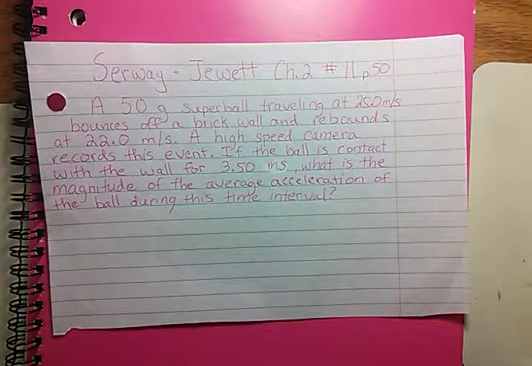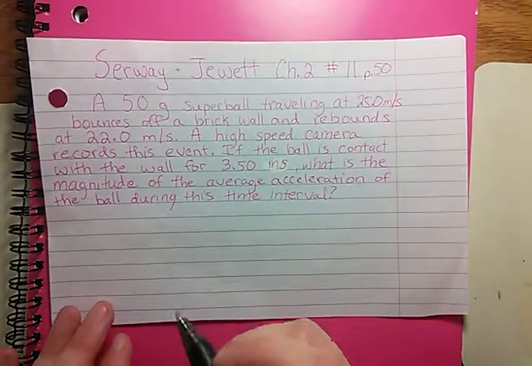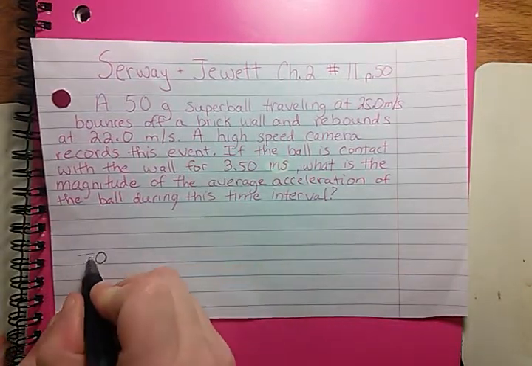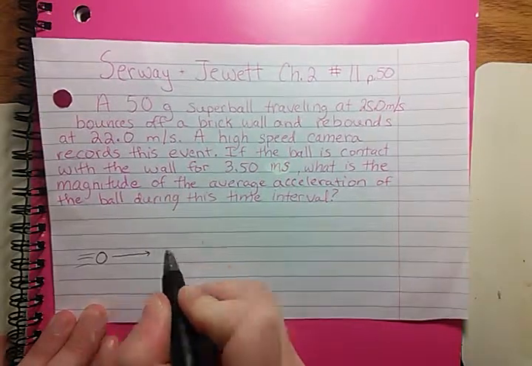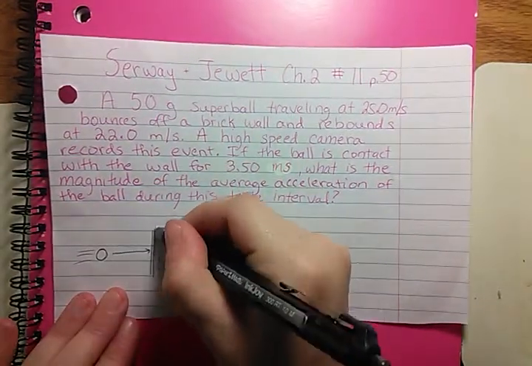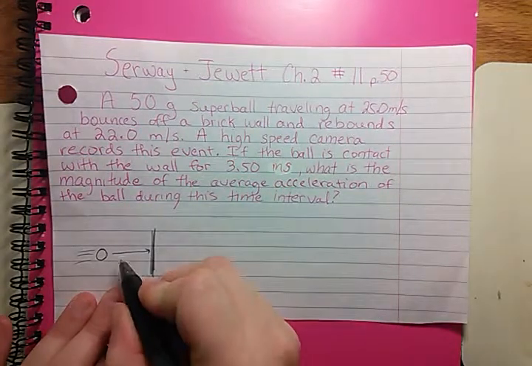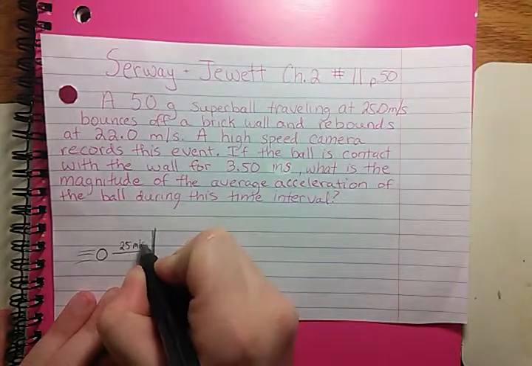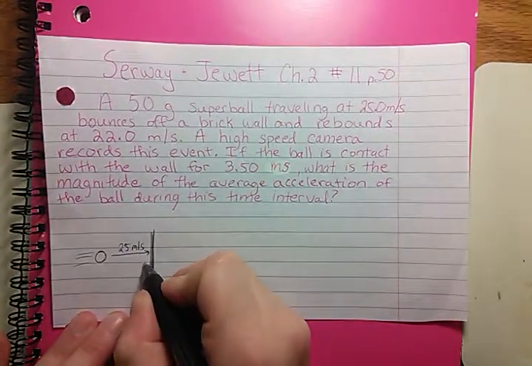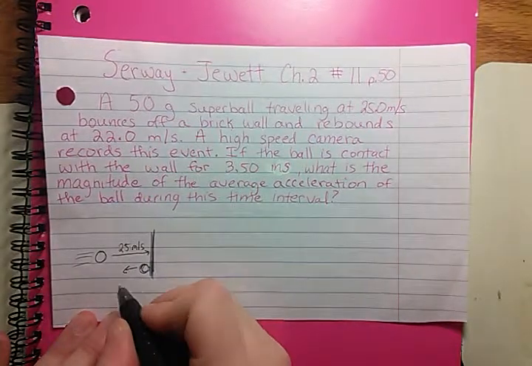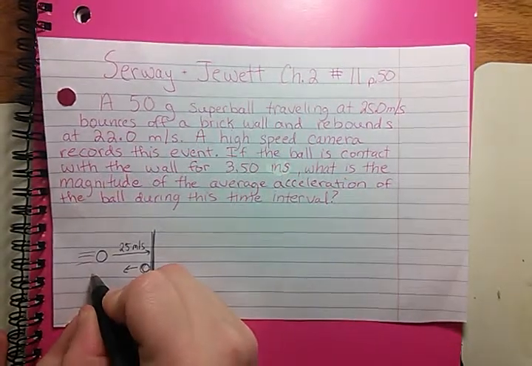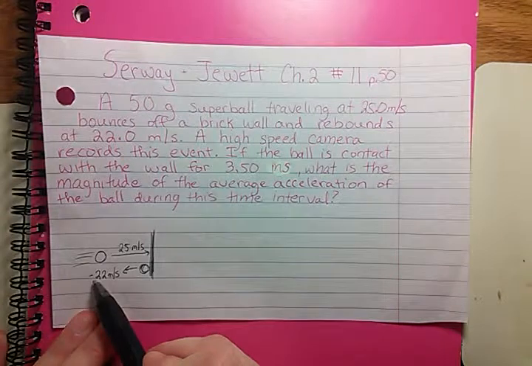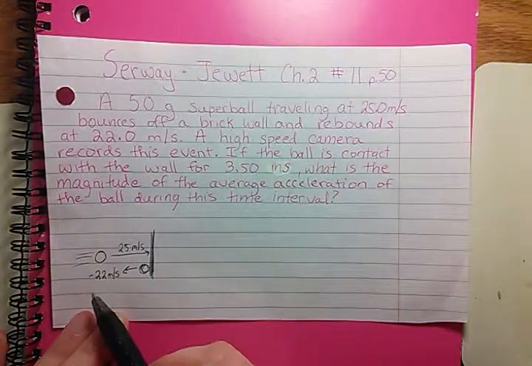So first, let's draw what's happening. Here's our superball. It's traveling, it's going this way towards a wall. Here's our wall. So when it's traveling towards the wall, it goes at 25 meters per second. And then when it bounces back from the wall, we have to be careful here. It's going to be going at negative 22 meters per second.